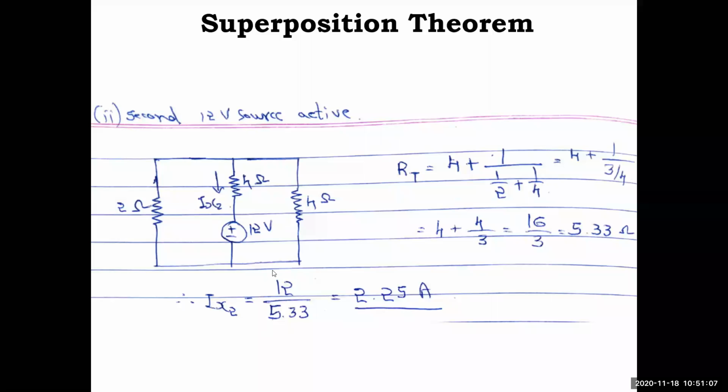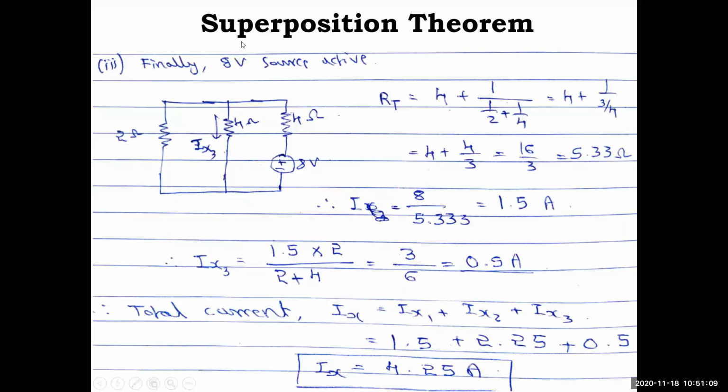Next we will make the third voltage source active, the 8 volt source. So what will we get? You have this 4 ohm in series with these two resistors, right? 1 by 2 plus 1 by 4, same as the previous one. You will get 16 by 3, 5.33 ohm. And now the current in this case is 8 by, earlier it was 12 by. So now it is 8 by 5.333. So it is 1.5 amps in terms of total current.